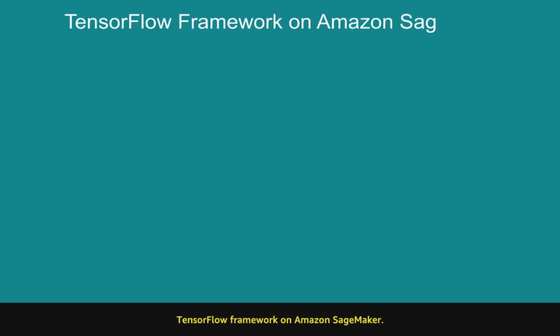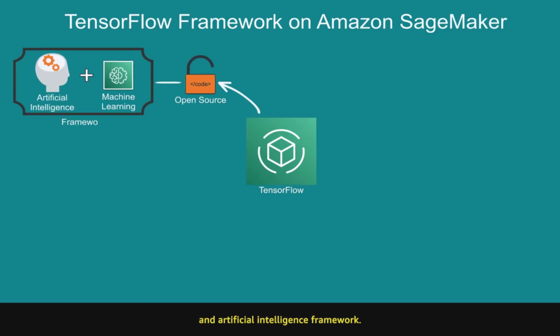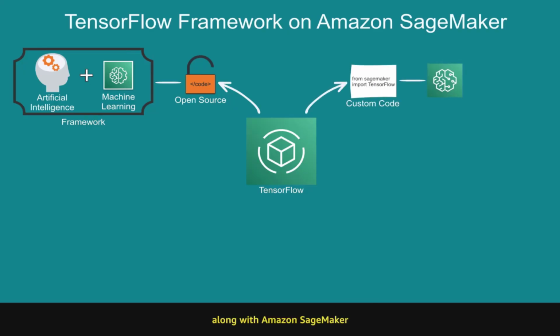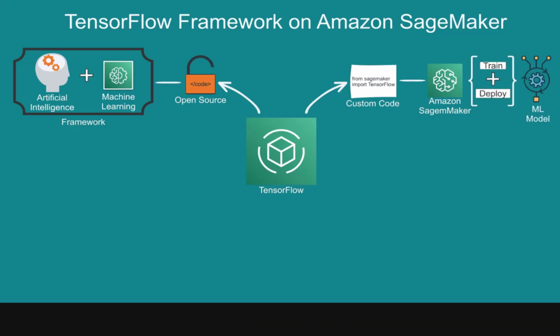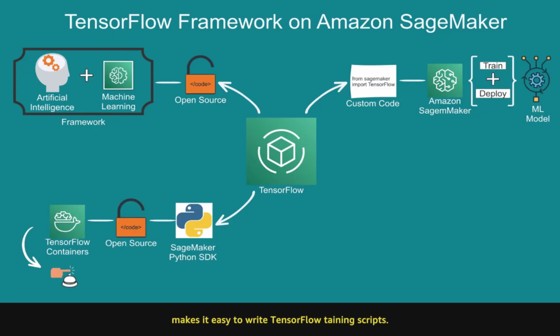TensorFlow Framework on Amazon SageMaker. TensorFlow is an open-source machine learning and artificial intelligence framework. With TensorFlow, you can use custom code, along with Amazon SageMaker, to train and deploy a machine learning model. The SageMaker Python SDK, along with the open-source TensorFlow containers, makes it easy to write TensorFlow training scripts.